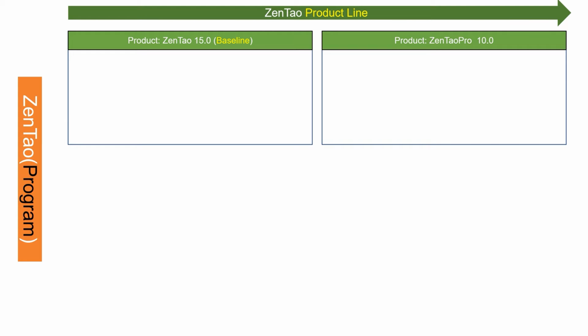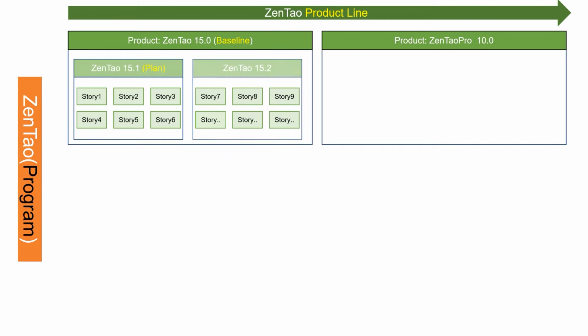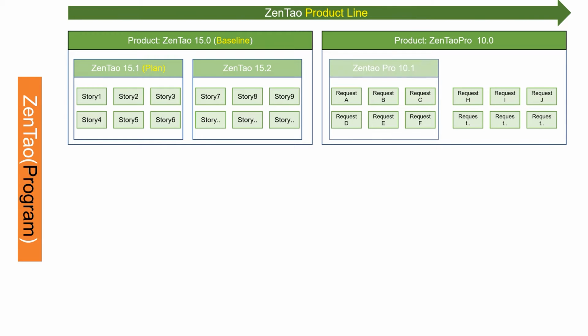Let's see, I will make improvements to version 15, which means there will be requirements. I will prioritize the requirements and make plans based on them in plan. For Zentao open source, I have created 2 plans, 15.1 and 15.2. The professional version also has a number of requirements to develop, which can be tracked in plans.